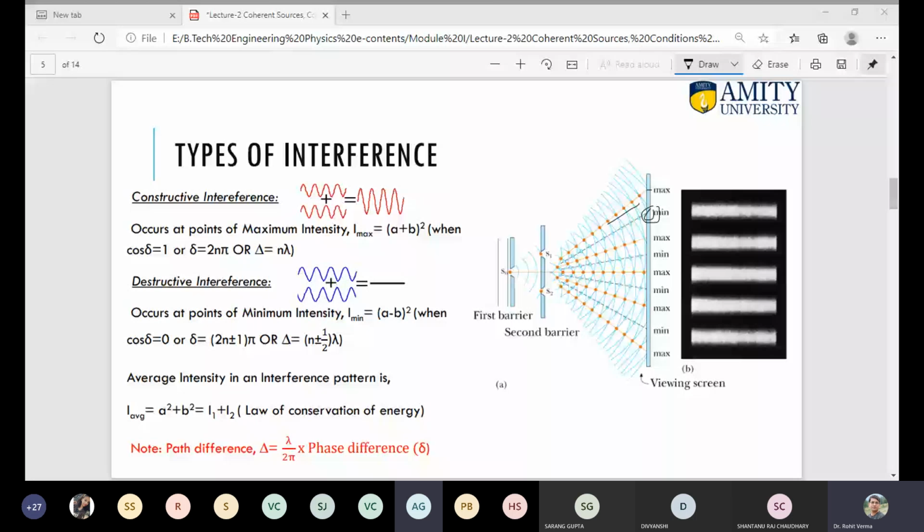Excuse me, sir. Yes. Sir, at the maximum intensity, it is called a node? Maximum intensity is anti-nodes and minimum intensity is nodes.